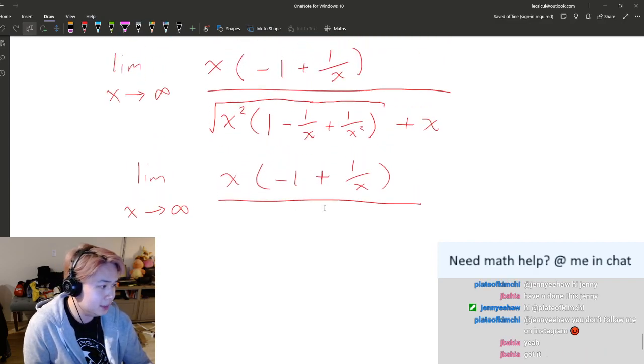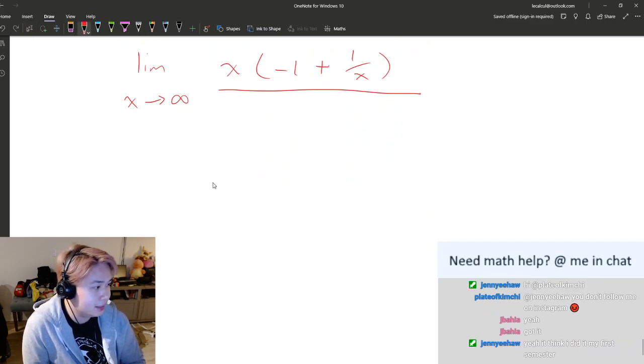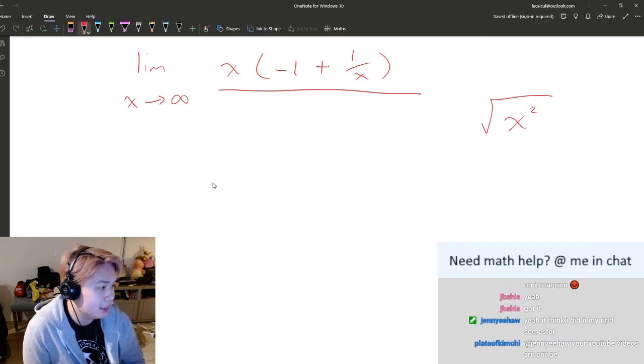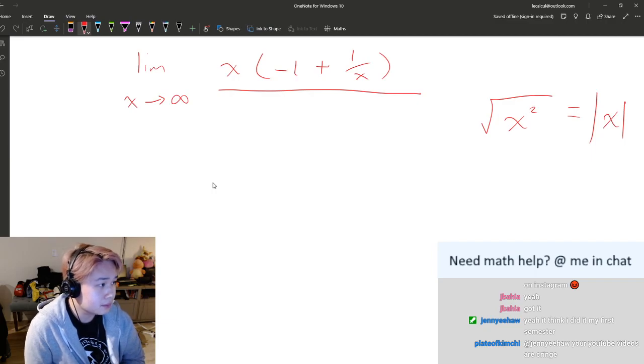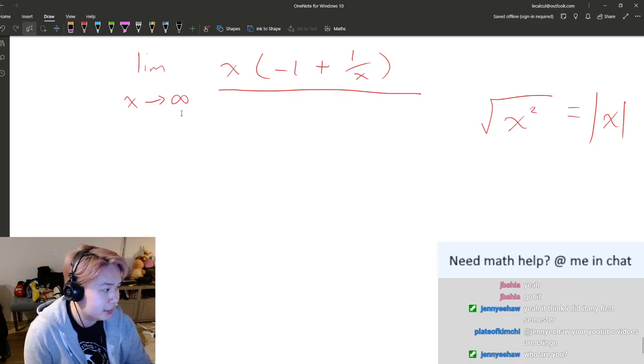Now, you have to be a little careful with square rooting an x squared, because now that you are in university, you have to be a little bit careful. The square root of x squared is not just x. The square root of x squared is actually the absolute value of x. And then this is going to actually change your answer, because like you said, part B was the limit to negative infinity.